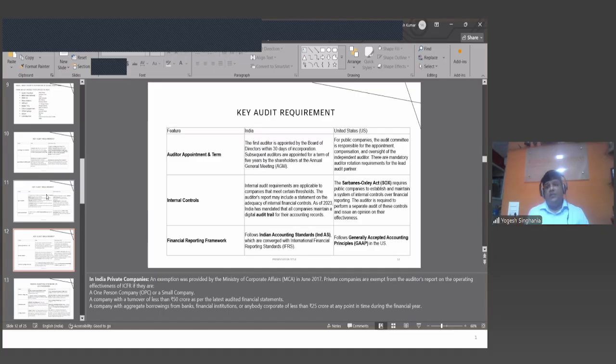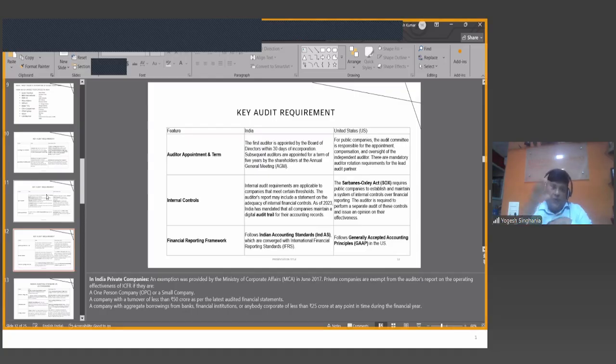Similarly, in the US, this came into the picture after the Sarbanes-Oxley Act in 2002, which led to the introduction of the PCAOB in 2004. After 2004, most public limited companies within the US are supposed to report on the internal controls of the company. So earlier India was not reporting, but on similar lines to the US, we are now seeing reports on internal control.